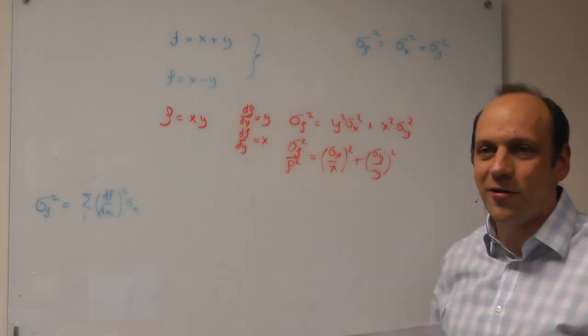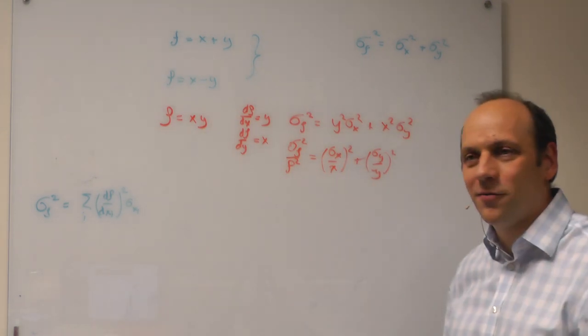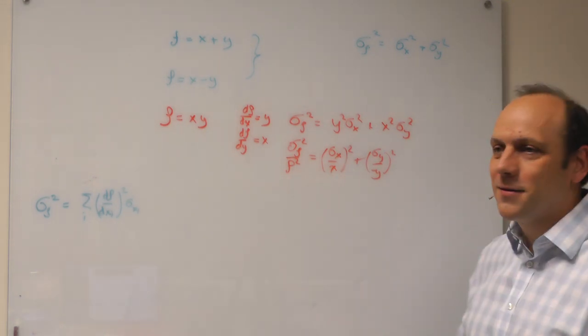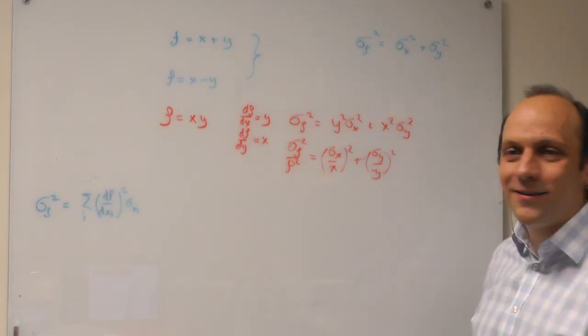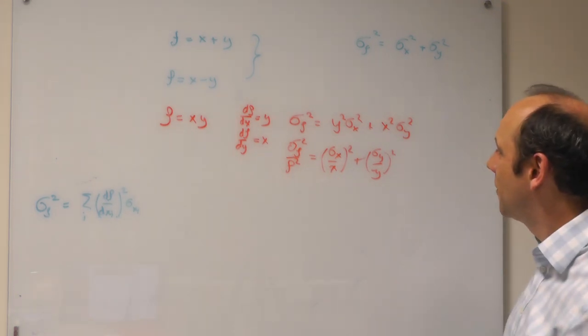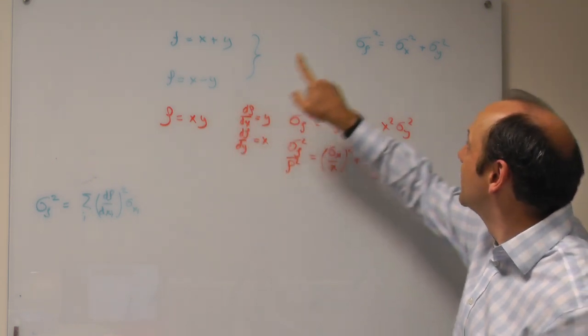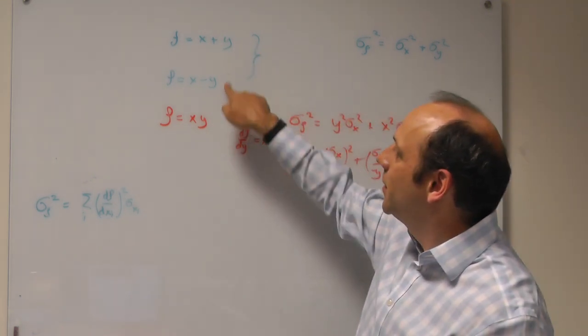So sigma x over x is the fractional uncertainty. Say I've got a measurement of 1 weight percent and my uncertainty is 0.1. My fractional uncertainty is 0.1 over 1, so a tenth. So the fractional uncertainties add for multiplying together, whereas the absolute uncertainties add for addition and subtraction.